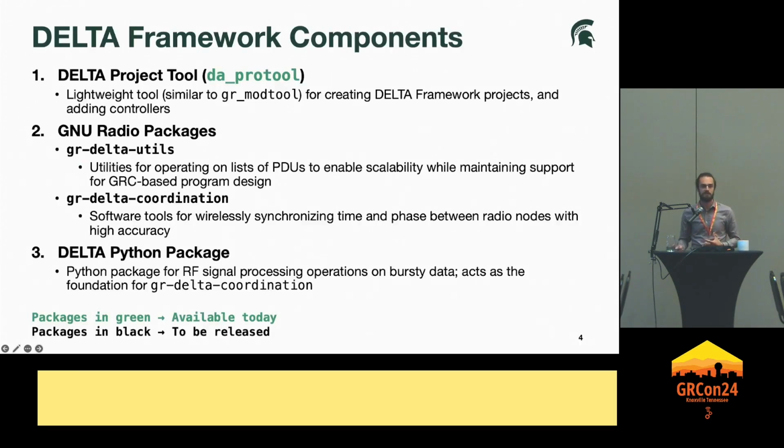The components of the DELTA framework: we have the DELTA project tool, DA Pro tool, modeled after the GR mod tool. We use that for creating, modifying, and deploying the framework software. We have a couple of GNU Radio packages, GR Delta utils and GR Delta coordination. The utils are the blocks. The coordination aspect is for coordinating the time, frequency, and phase of the distributed radio network. And finally, we have the Delta Python package, which is the underlying software for the GR Delta coordination package.